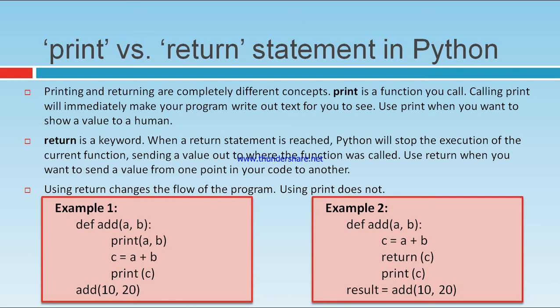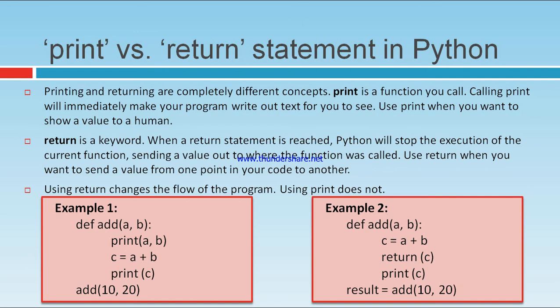Then the second line, return C. Once the computer executes the return statement inside the function, it will return then and there. So the third line, print C, will not execute at all. The computer returns from the second line only. Clear all? Just after the return statement, the lines that come after it will not execute at all.